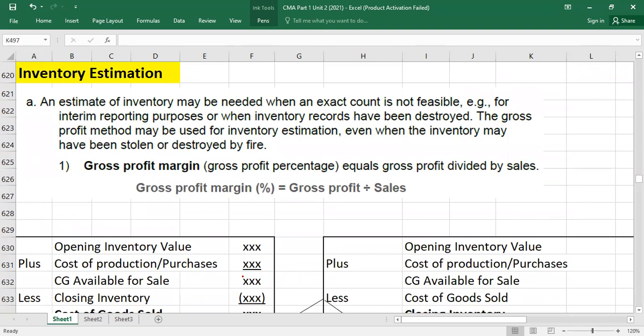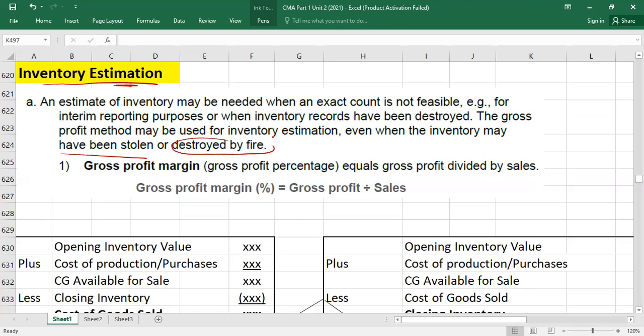Guys, I hope you are listening to me. So now we are talking about inventory estimation. One more point. Actually, we have to cover 2 more points, then class will be over. So inventory estimation, what is it? Sometimes some inventory may have been stolen, right? Or destroyed by fire.